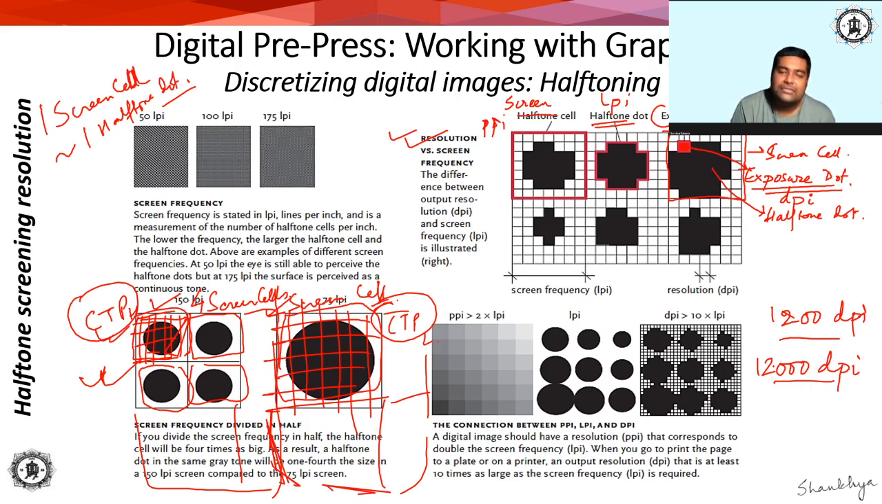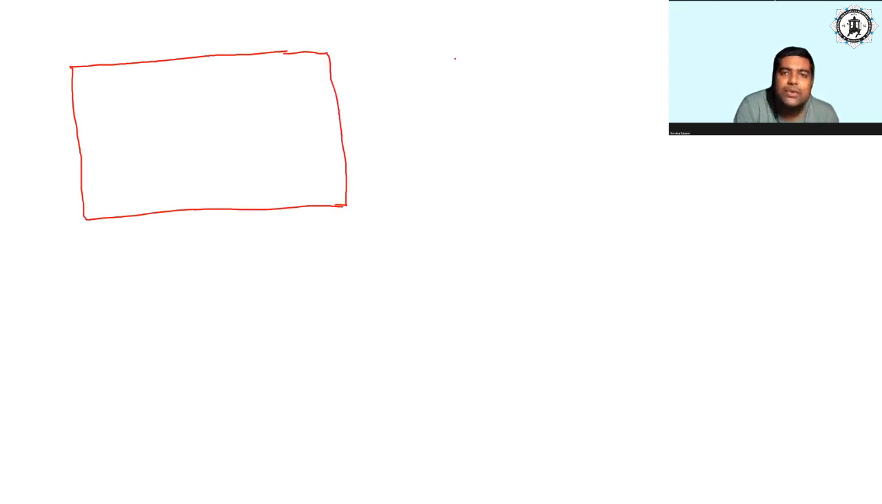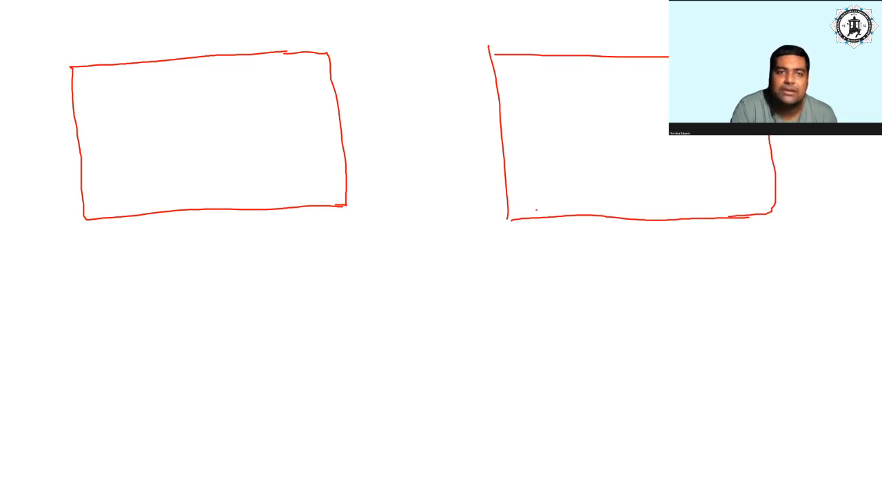This means that there are enough lasers in the first CTP to create 1200 exposure dots in 1 inch of space. Okay, let me just draw this out. Let us say this is the first CTP. Let us say both the CTPs are working with the same size of plate, then our comparison will be much better.